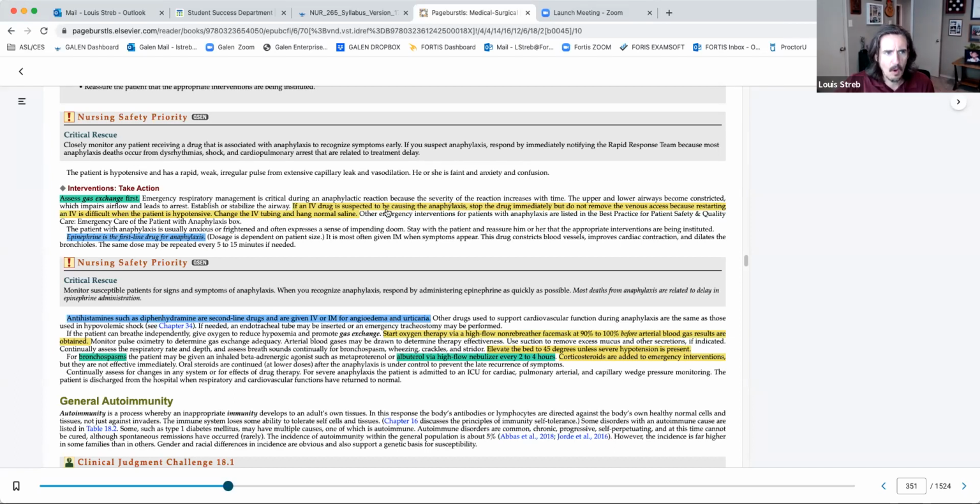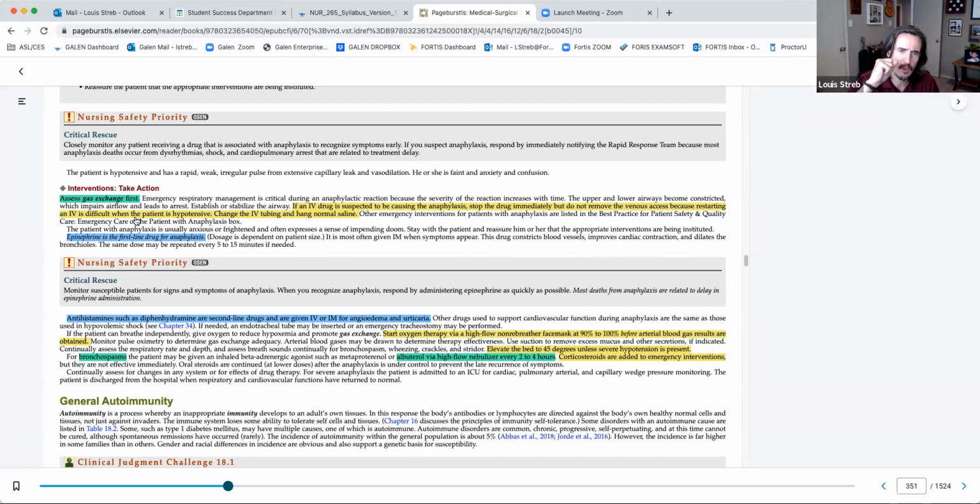So let's think about what we can do here. If an IV drug is suspected to be the cause of the anaphylaxis, like I said, stop the drug immediately. Do not discontinue IV access, because restarting an IV can be difficult, especially when these patients have that vasodilation. Now they're hypotensive.